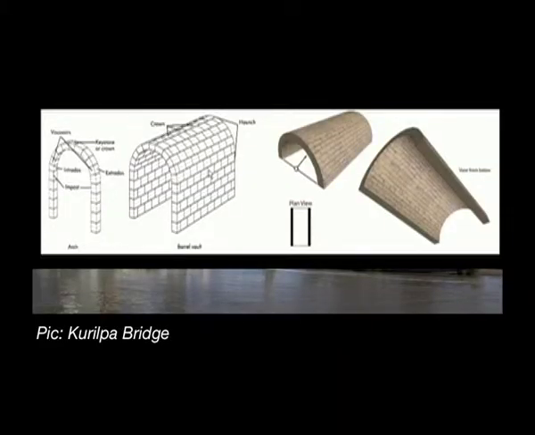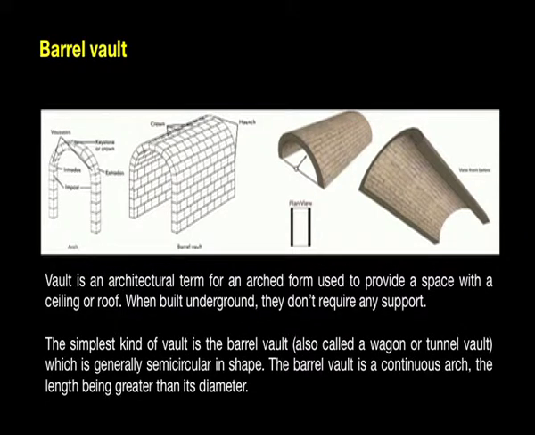But when this barrel vault is used above ground, you need to provide additional support on either side to take care of the loading. The loading pattern on the vault is very similar to an arch. We know that in an arch, when the load comes on top, it gets transferred onto the sides, and typically there is a vertical component and a horizontal lateral component. The same principle applies in a vault also.